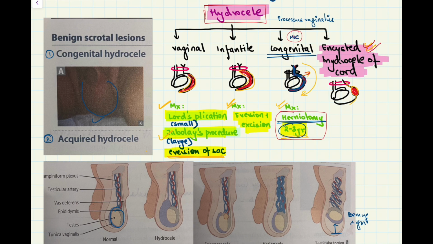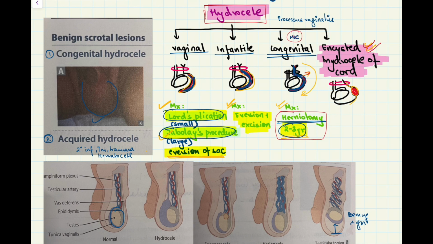Talking about acquired hydrocele, it is non-communicating, right? There is scrotal fluid collection which can be secondary to an infection, tumor or trauma. If blood is present, then it is called a hematocele, right? Here we can see two types of hydrocele. This is the vaginal hydrocele, and if it extends up till the superficial inguinal ring, then it is called the infantile hydrocele.